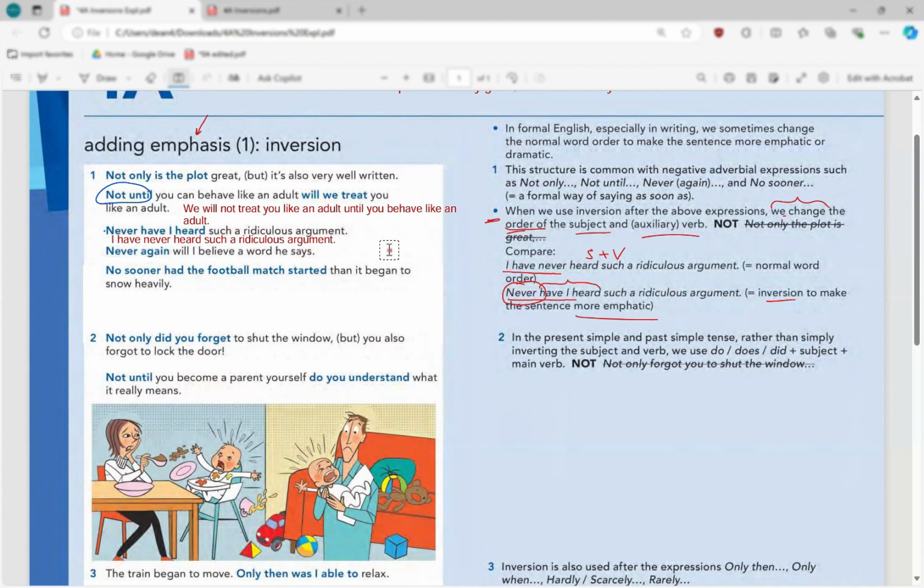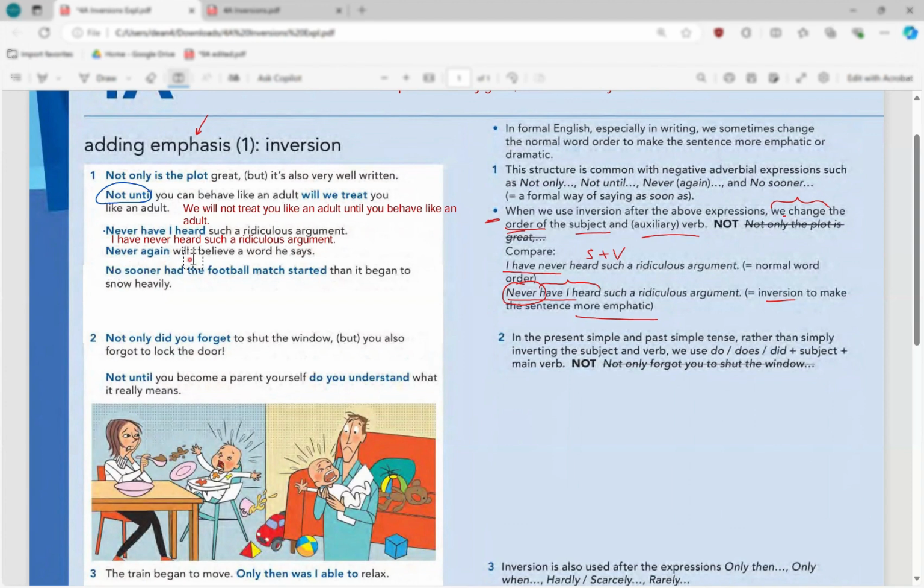I am using inversion just to make my writing more effective, more emphatic, to increase the effect of it. And that's true, actually. When you read that, like, never have I had, you see, the tone changes. Never have I had such a ridiculous argument. Or I have never had such a ridiculous argument. So when you do the inversion, reading also should change. The tone also should change, guys.